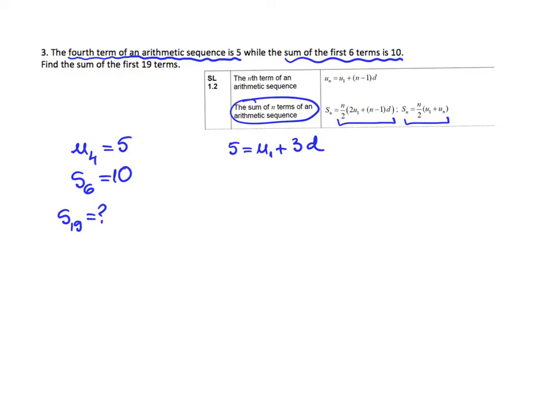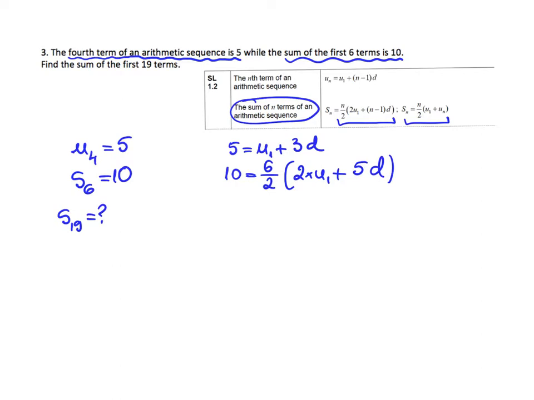In the first formula, I see the number of terms, the first term, and the common difference. The second one is an equivalent formula where I see the number of terms, the first term, and the last term. I don't know the last term, but because the first equation is with the first term and common difference, I'm going to use that formula. So I will write S6, which is 10, equals 6 over 2 times 2 times U1 plus n minus 1 D. In this case, n will be 6.